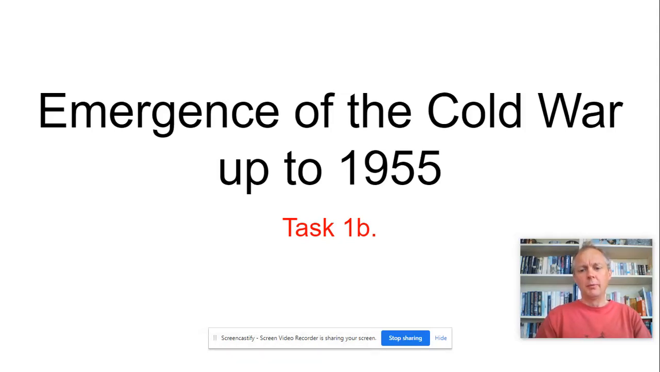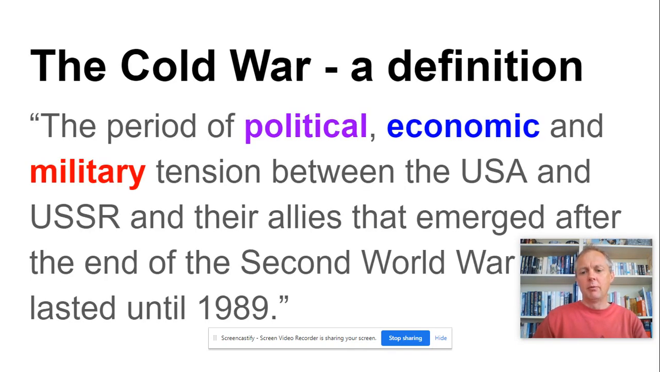Hello. What we're going to be doing is moving on to our next task in our study of what caused the emergence of the Cold War in the years up to 1955. Now, we've got a definition of what the term Cold War means, and we need to keep bearing this in mind. So it's the period of political, economic, and military tension between the United States and the Soviet Union and their allies that emerged after the Second World War in 1945 and lasted up until 1989.